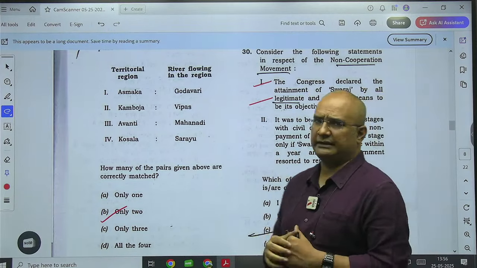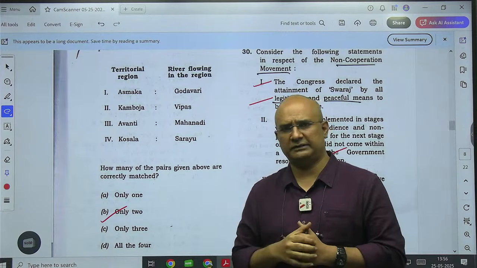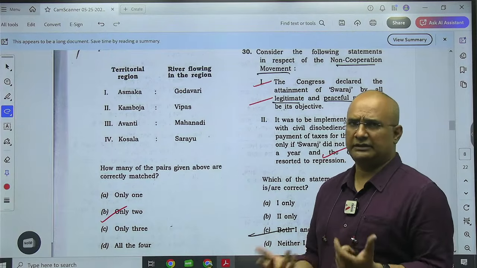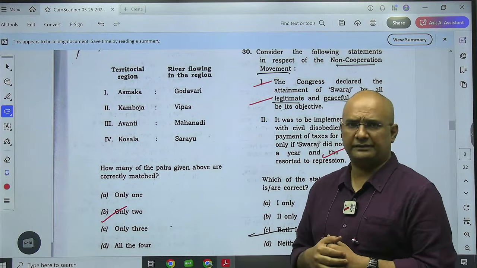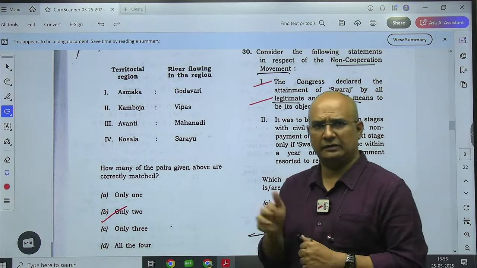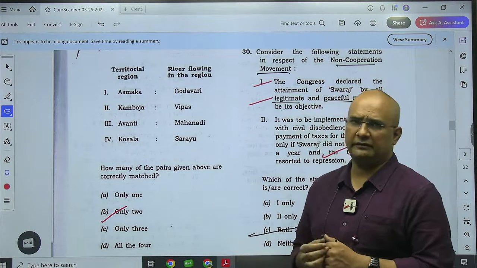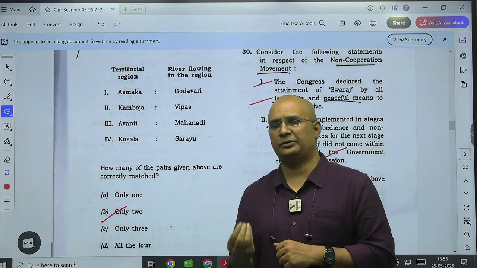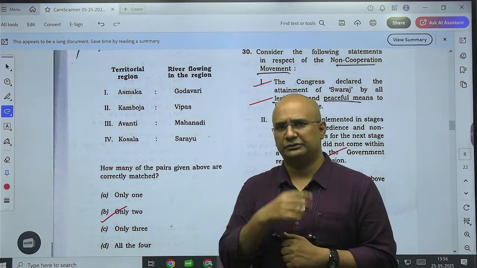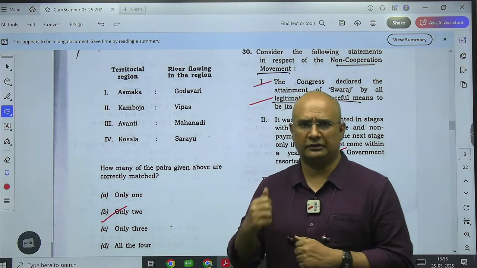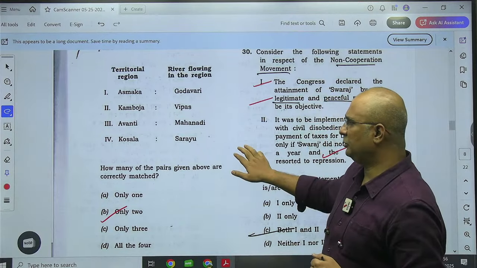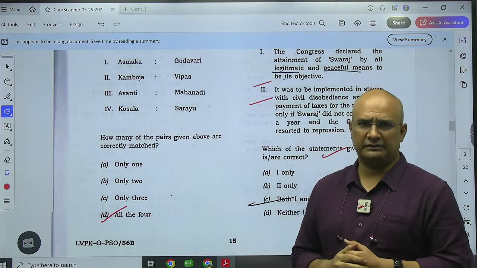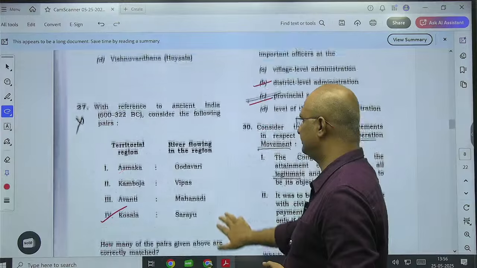Third, Avanti kingdom is located in the western part of Madhya Pradesh, whereas the Mahanadi river that is matched with it is actually flowing in Odisha. So there is no scope that this is correctly matched. So the third match is wrong. And the fourth one, Koshala, which was a Mahajanapada in the UP area, Ayodhya area, and Sarayu is a tributary of the river Ganga, which actually flows through there. So even the fourth match is also correct. So the answer will be 1, 2 and 4 are correct, which means only 3 statements are correct. The answer will be C for 27.